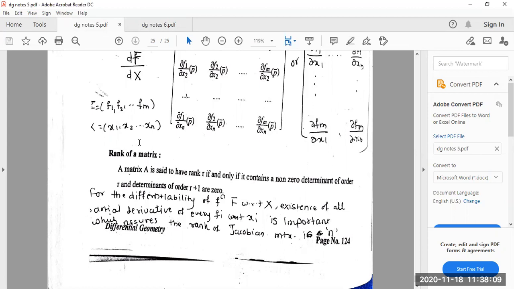This also we studied in the last lecture. Suppose you have a 5 cross 5 matrix, and you get a 4 cross 4 determinant which is not equal to 0. But if the determinant of order 5 cross 5 is equal to 0, then you can say the rank of the matrix is 4. Now let us go for the next one.